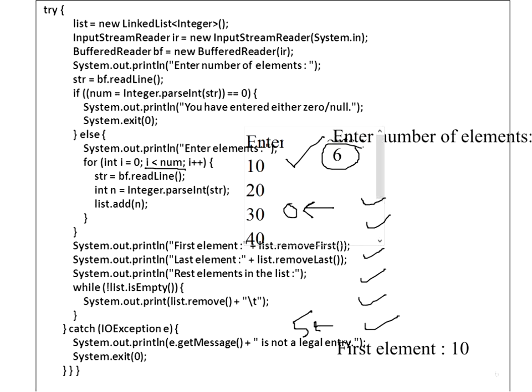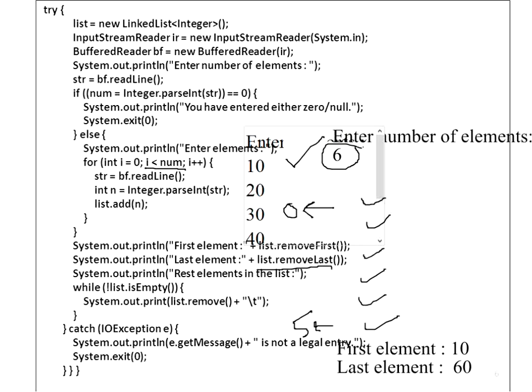Okay, now next is last element. So what's the last element? 60. Yes, very good. This is 60. So it is 60 and plus list dot remove last. So once this is printed, it will be removed from the list because here you have list dot remove last.